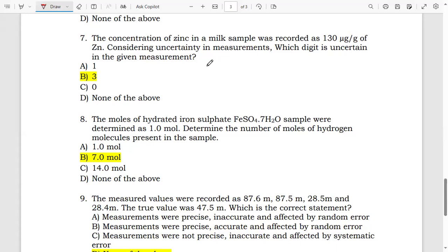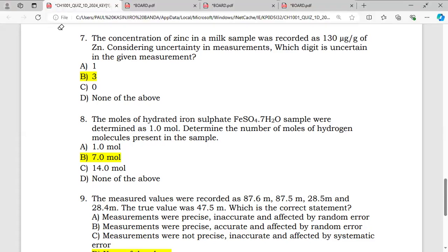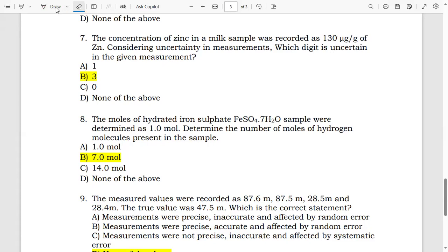So we see that here in this number 130, the way it is written there, the last significant figure is 3, because this 0 here, there's no decimal place here. So the 0 there is not significant. So the last digit there to be significant is the 3. So this 3 here becomes your uncertain digit.